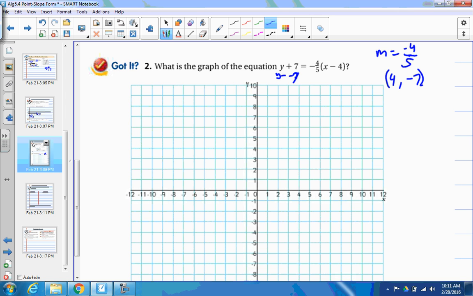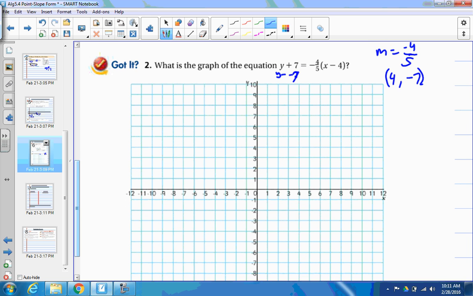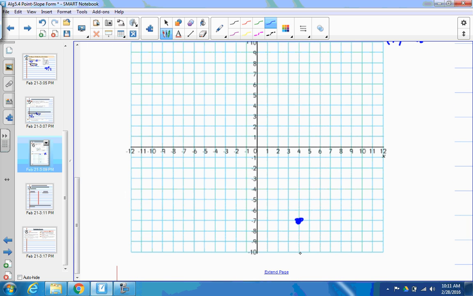So we're going to graph the point. Instead of using the y-intercept like we would normally use, we have a point. So we go point 4, 1, 2, 3, 4, down 7. That's our starting point now. And we can use our slope and go down 4 and over 5. That's the rise over the run. 1, 2, 3, 4. We'll have to add another line here. And over 1, 2, 3, 4, 5. So it'd be right here. We can go backwards. We can go up 4 and back 5. 1, 2, 3, 4. 1, 2, 3, 4, 5. And that would be the line.